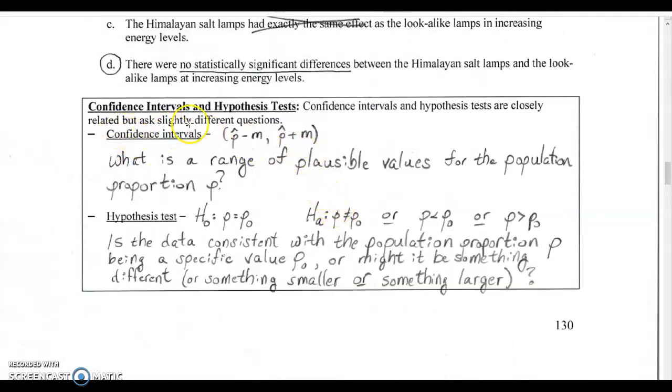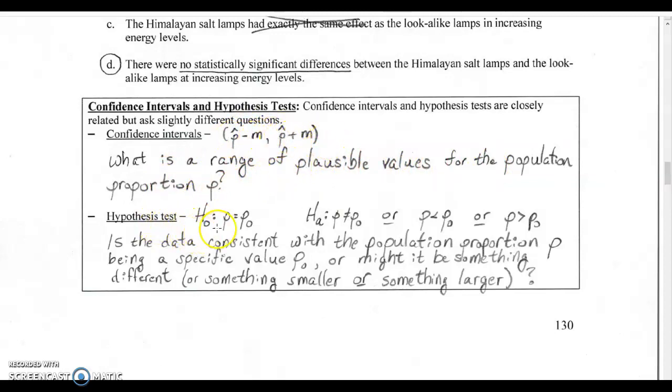I've talked about this many times in class, but I want you to understand the difference between a confidence interval and a hypothesis test. They're closely related, but they do ask slightly different questions. Remember, a confidence interval gives us a range of plausible values for the population proportion P, and that range is p-hat minus M to p-hat plus M.